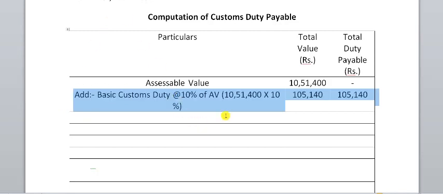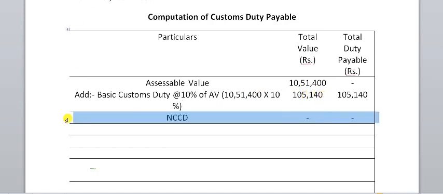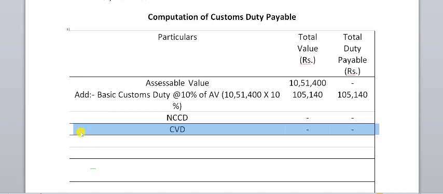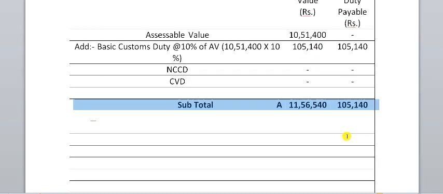Next add the basic customs duty. They have said it is at 10% of assessable value. So 10,51,400 into 10% will be 1,05,140. NCCD is not mentioned, CVD is not mentioned. So directly we will get subtotal A, that is 11,56,540. When you add both of this, you will get it, and nothing here to add. So 1,05,140 as it is.